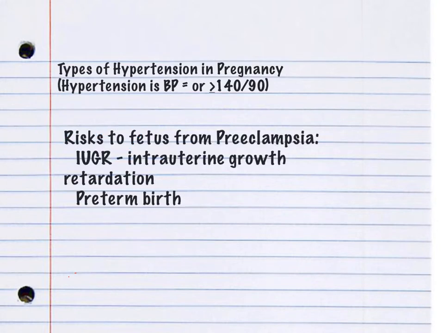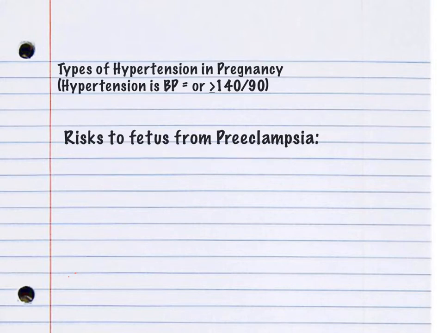Now, we've talked a lot about the risks to mom. We've talked about the risk of stroke, the risk of kidney failure, the risk of bleeding from thrombocytopenia, the risk of liver failure, and the risk of status epilepticus. She also has a risk of DIC. So mom has a risk of multi-organ system failure. But let's look at the risk to the fetus. It was the one thing I don't think we really got a chance to talk about.